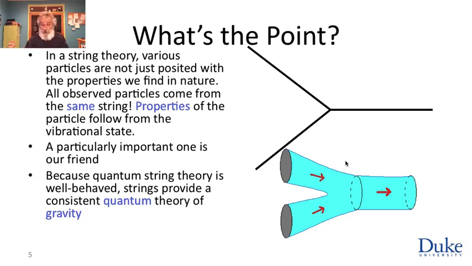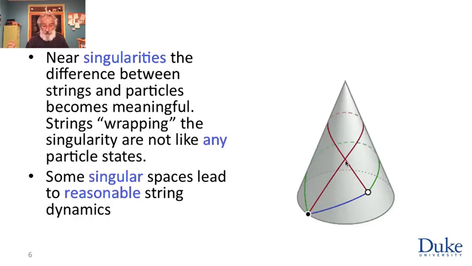Why is it worth doing? Well, here's a good example. If you are looking at a space that is large and curvatures are small, then if you look from far away, we said a string looks just like a particle. But near a singularity, some things get very small. And near a singularity, it turns out strings behave in very different ways than particles.